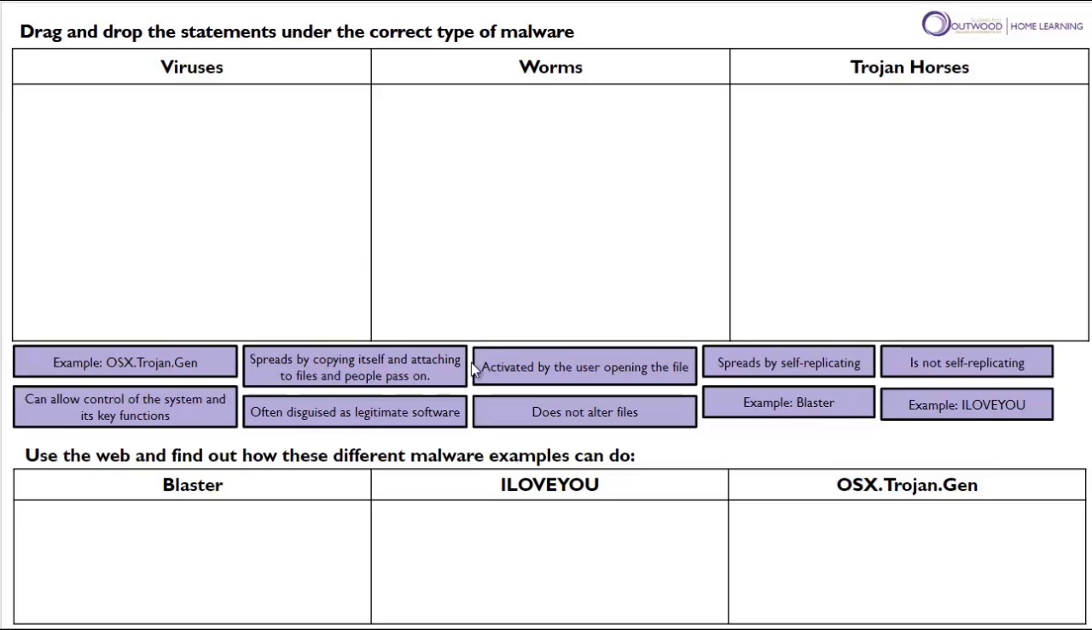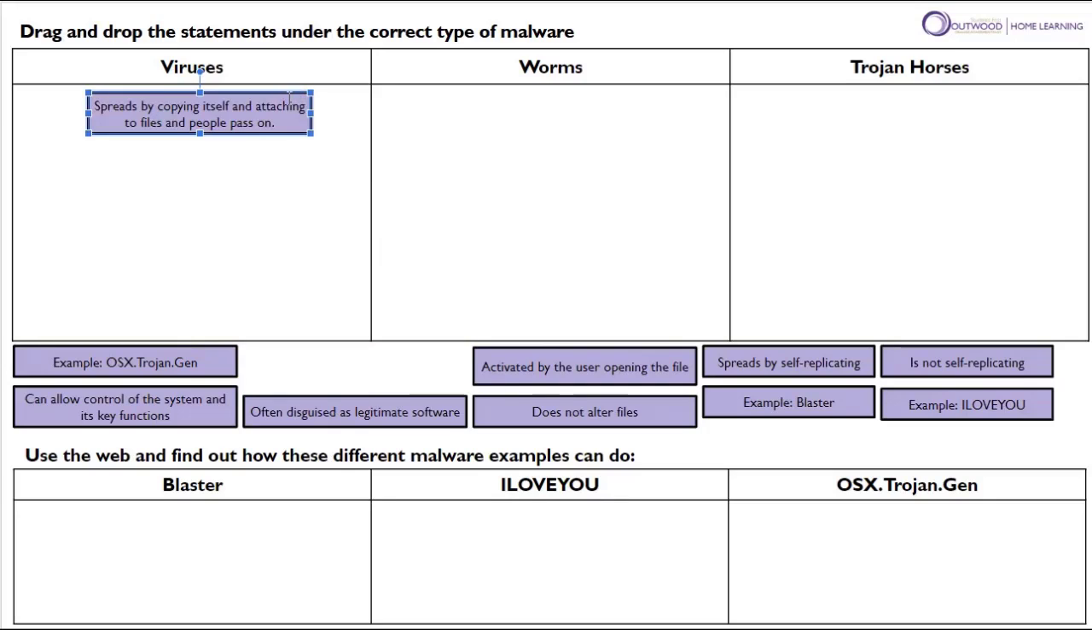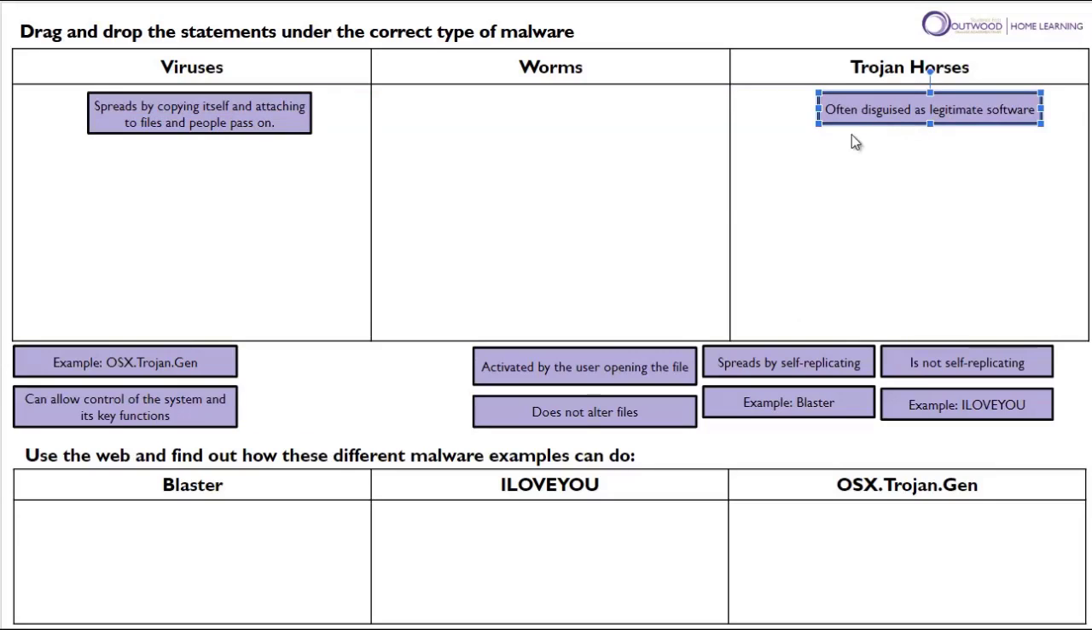Spreads by copying itself and attaching to files and people pass it on. Well, that is a virus, and the most common form of passing them on is using email attachments. Okay, the next one, often disguised as legitimate software. That is Trojan horses, and you mostly see that type of thing if you're trying to download just some sort of like small software off the internet that's not massively well known. It might be like a file conversion program or something like that. It looks like proper software, but it's disguised within it.